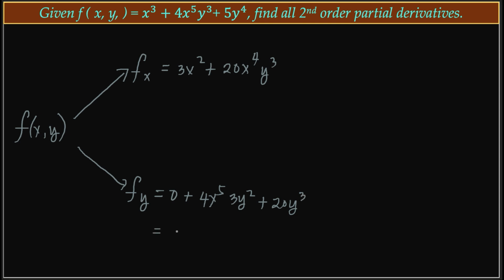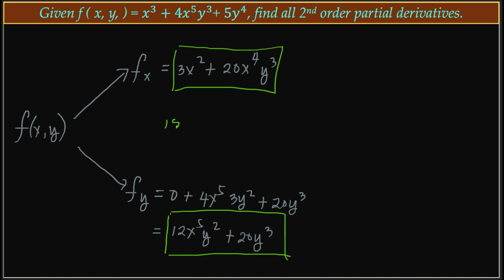So simplifying, this will be equivalent to 12x raised to the 5th power y squared plus 20y cubed. So here in the first level, those are what we call first order. Now we'll move on to the second order partial derivative.